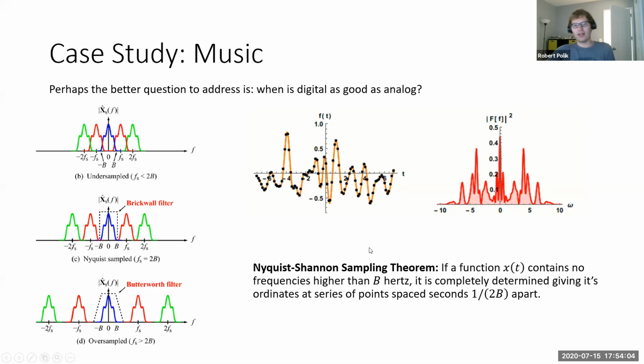There's that name Shannon that I talked about earlier. And so if a function x of t contains no frequencies higher than b hertz, it is completely determined by giving its ordinates at a series of points spaced 1 over 2b seconds apart. So that's what's happening right here with this brick wall filter, f_s equals 2b. If you sample it at this frequency, you're capturing all the information. You don't have any of this overlap that you're seeing. And so you have it perfectly sampled. And in this case, finally, digital is as good as analog. It's not any worse than analog. So we're showing that, okay, digital can keep up at least.